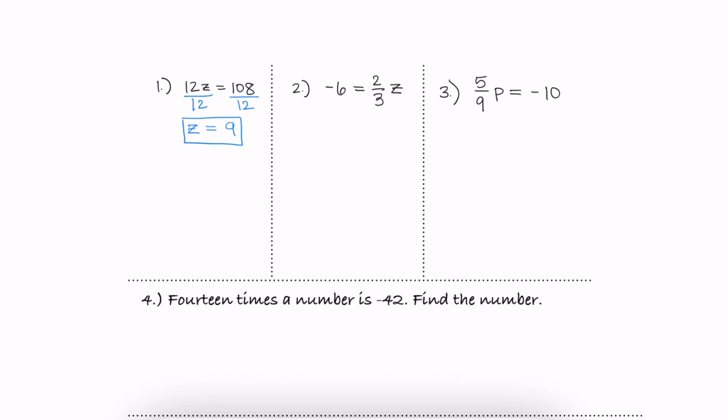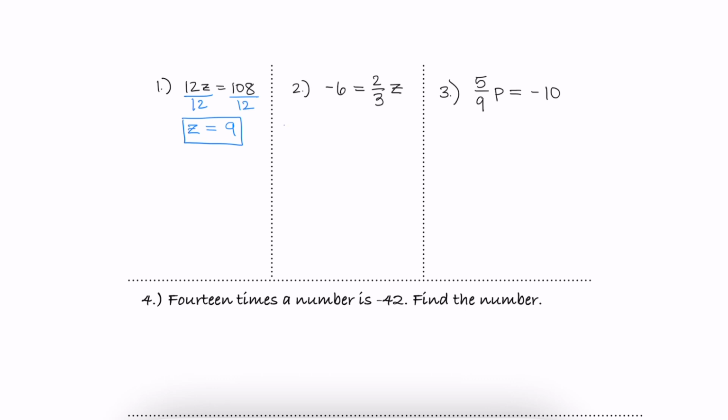Question 2 is a little bit similar, except this one involves fractions. Because 2/3 is being multiplied by z here, I'm going to divide by 2/3 on both sides. But instead of dividing, I'm actually going to multiply by the reciprocal, just because for me this is a little bit easier. So you have two options here.